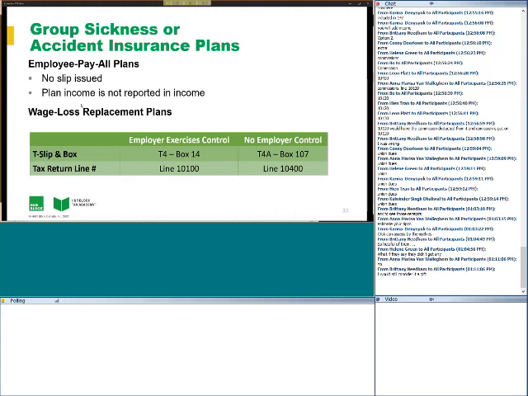Okay. On the other hand, it's possible that the employer contributes some or all of the amount going in to pay for the disability plan.